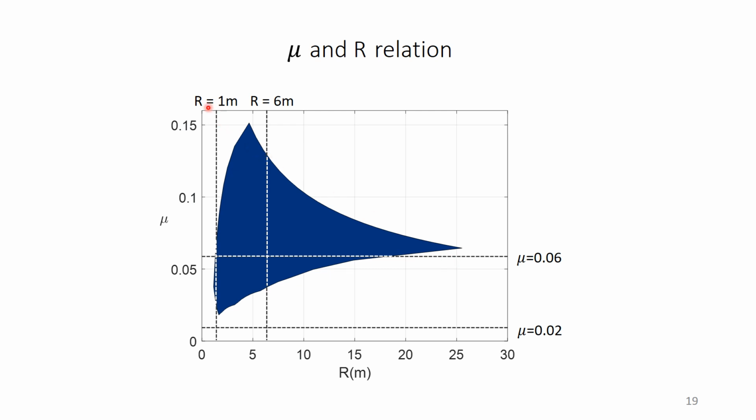We also know that from the FPB on the market, the radius of curvature is usually between 1 meter to 6 meters. And the value of the friction coefficient is usually between 0.02 to 0.06. So this orange line will be the final design range. And the point chosen in this range is R equals 4 and mu equals 0.04. This will be the system design's parameters.